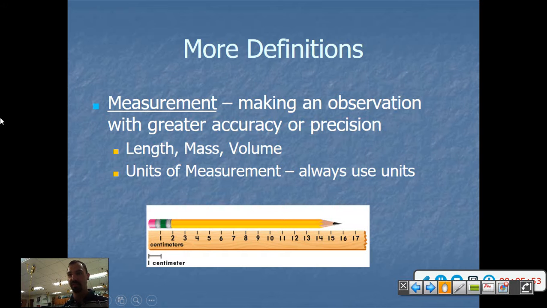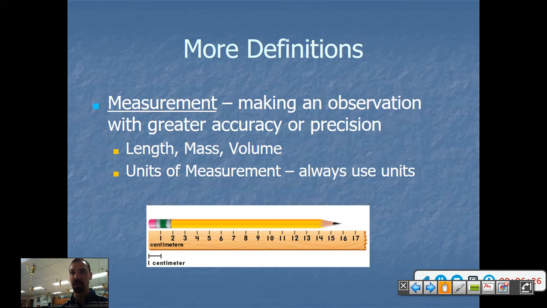Okay, other definitions. Measurements are done with instruments. They're basically making an observation with greater accuracy or precision. We have length, mass, and volume as our three major measurements in this class. For length, we can use meters, centimeters, millimeters, or miles and feet. We usually use the metric system for the most part, except maybe in mapping and meteorology.